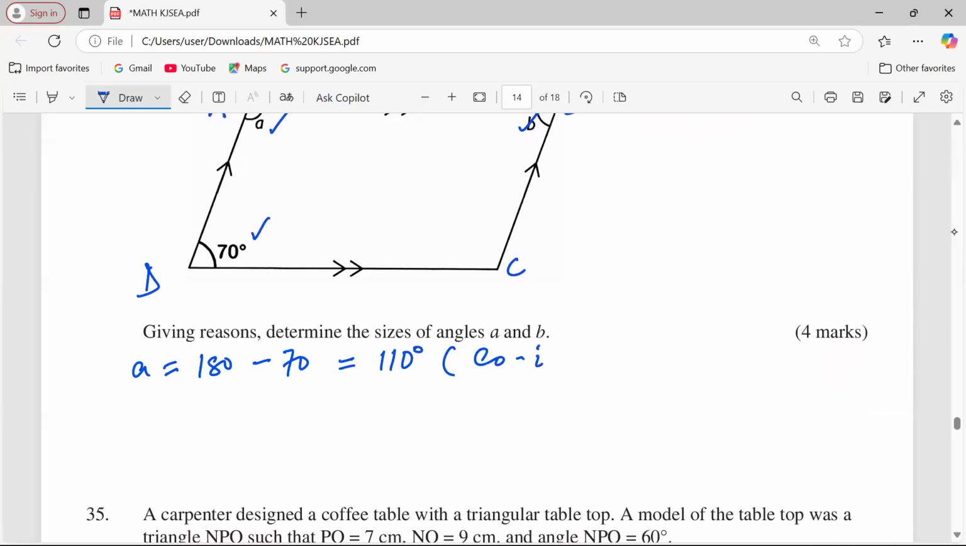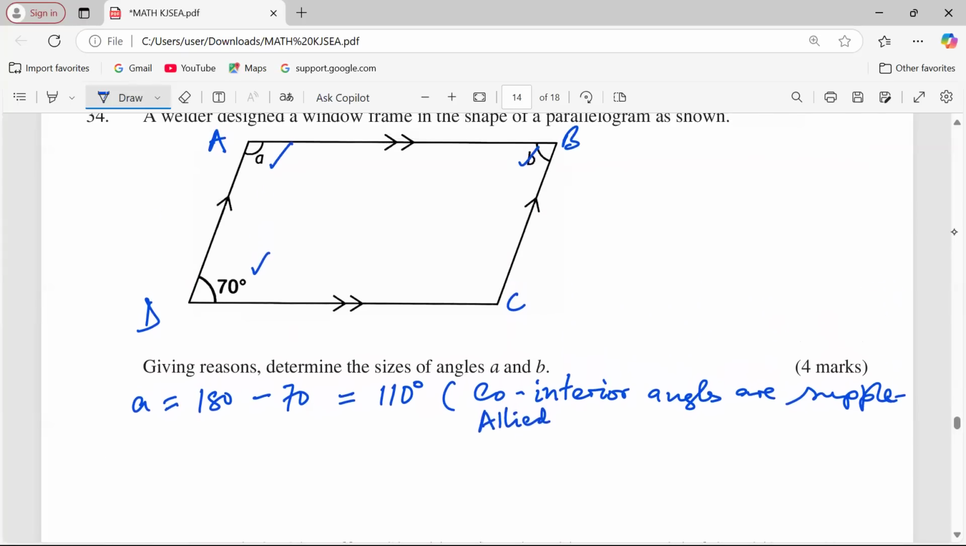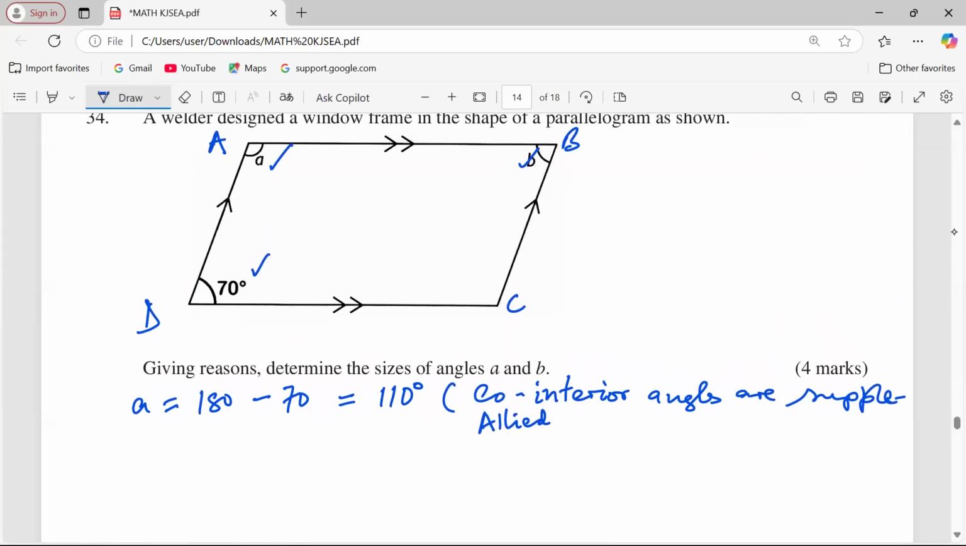Co-interior angles are supplementary. They add up to 180. Another name of co-interior is the allied angles. All right, that is one way of getting A. So A is 110 degrees.